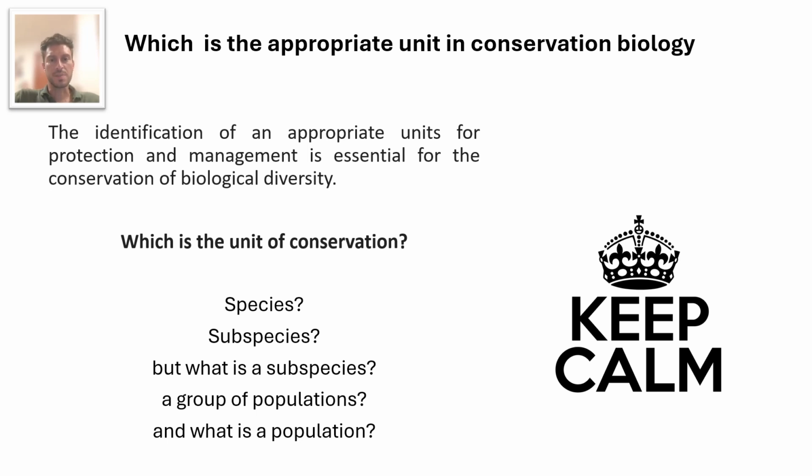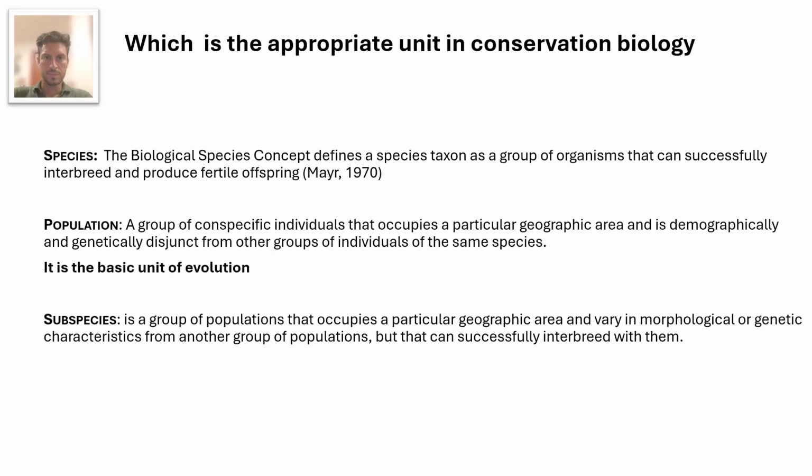But what is a subspecies? It is a group of populations, but what is a population? Keep calm, don't worry. But what is a species? According to the biological species concept, a species can be defined as a group of organisms that can successfully interbreed and produce fertile offspring.